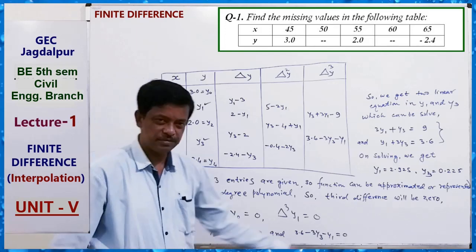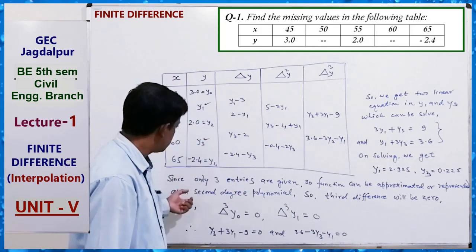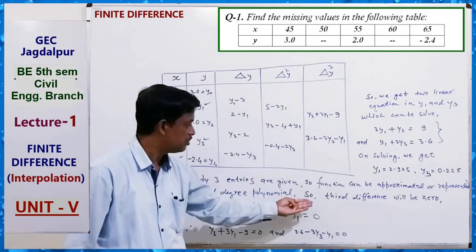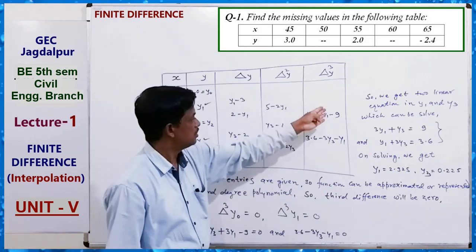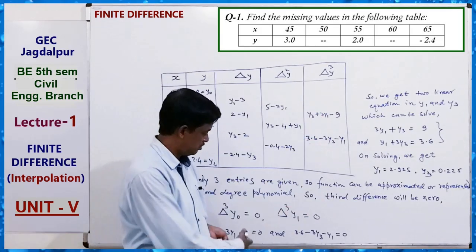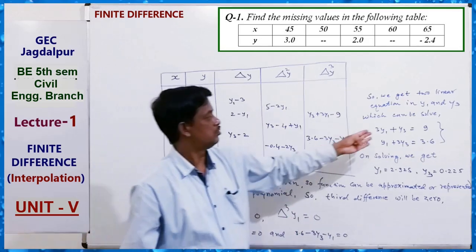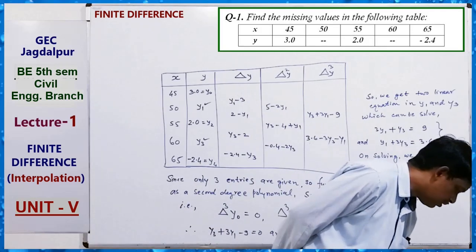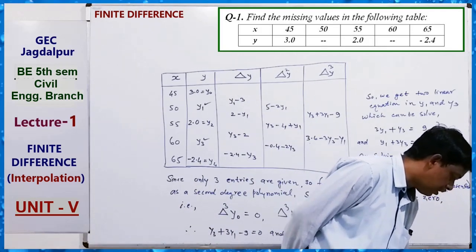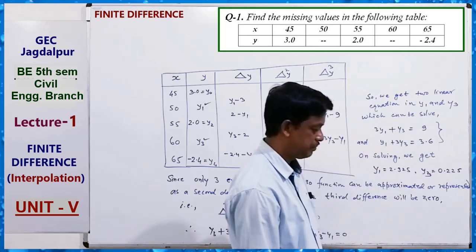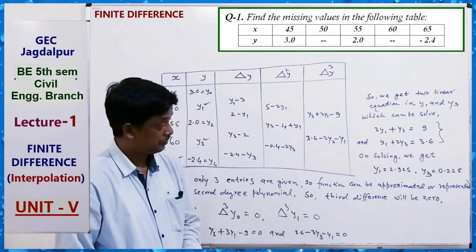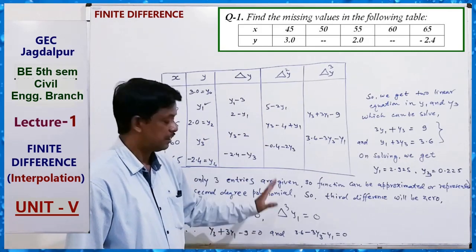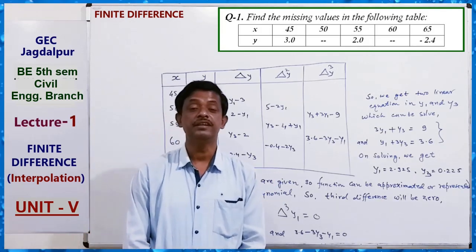The main thing is what? 3 entries are given, so the function can be approximated as a second degree polynomial. The third difference will be 0, so both will be 0. So we get two linear equations that can be solved, and this is the solution: 2.925 and 0.225. So this is the technique for finding missing terms in a given table.